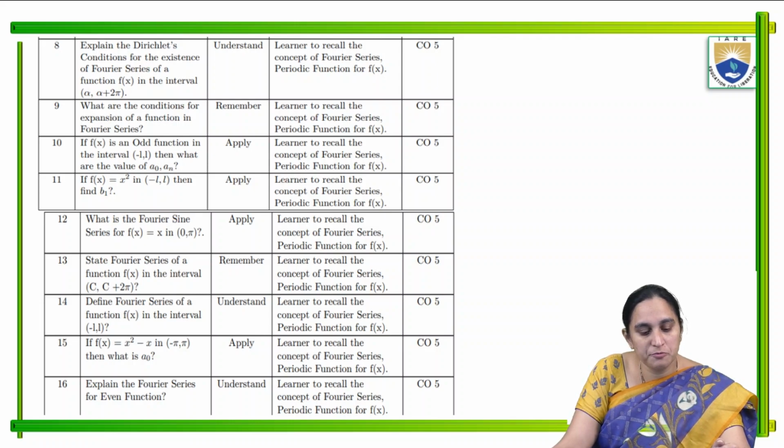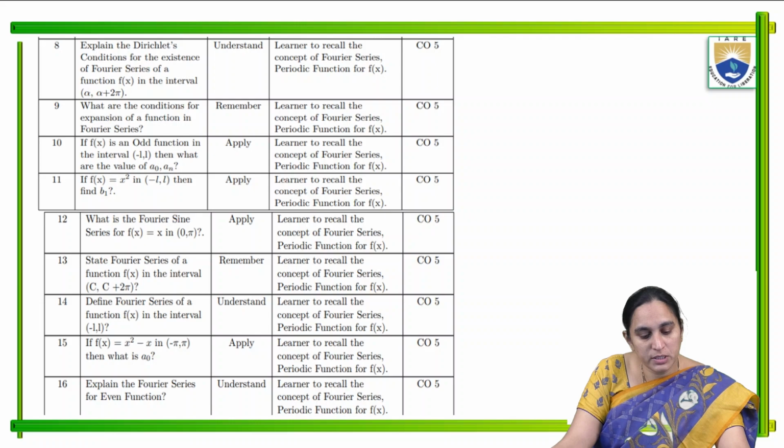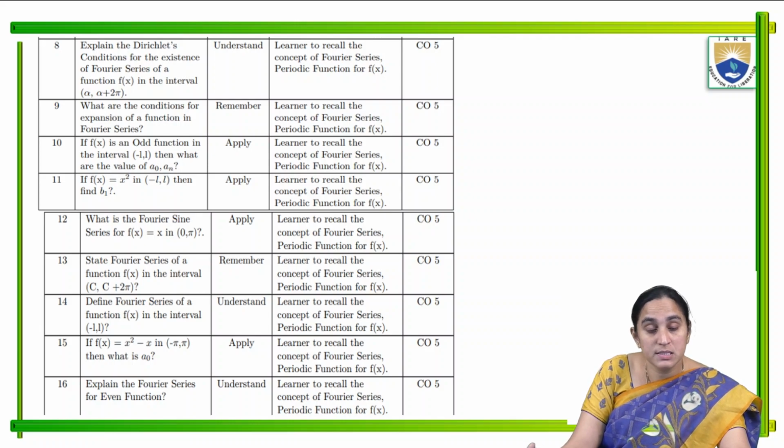12th question, what is the Fourier series for f of x is equal to x in 0 comma pi? 0 comma pi means this is half range. According to that, write it as the formula. And next, 14th question, define the Fourier series of a function f of x in the interval minus L comma L. What they are asking is the series form for minus L comma L. That is directly the formula.